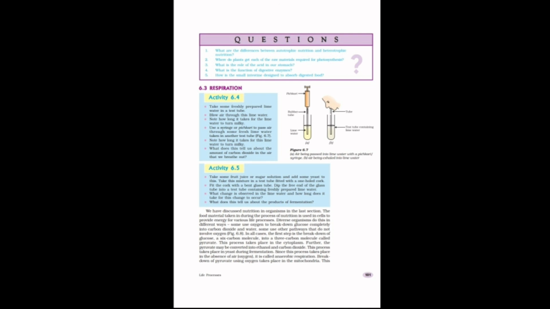Breakdown of pyruvate using oxygen takes place in the mitochondria. This process breaks up the 3 carbon pyruvate molecules to give 3 molecules of carbon dioxide. The other product is water. Since this process takes place in the presence of air, or oxygen, it is called aerobic respiration. The release of energy in the aerobic process is a lot greater than in the anaerobic process.